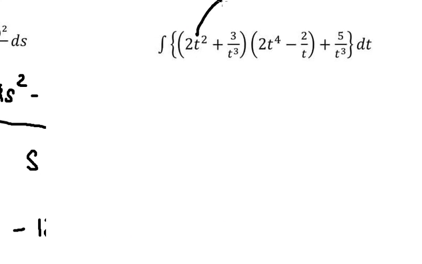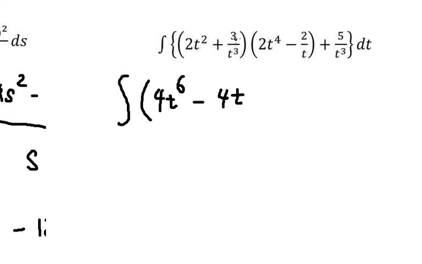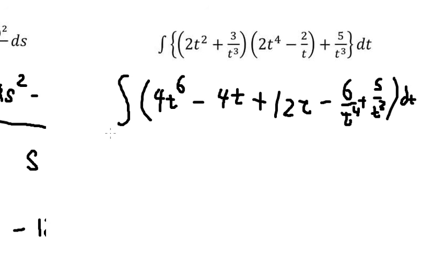This one we just multiply in here and here, similar this one and this one. So we got about 4t to the power of 6 minus 4t. This one we got about 12t minus 6t to the power of 4 plus 5t to the power of 3. And we got about 4t to the power of 6. This is about number 6, sorry.